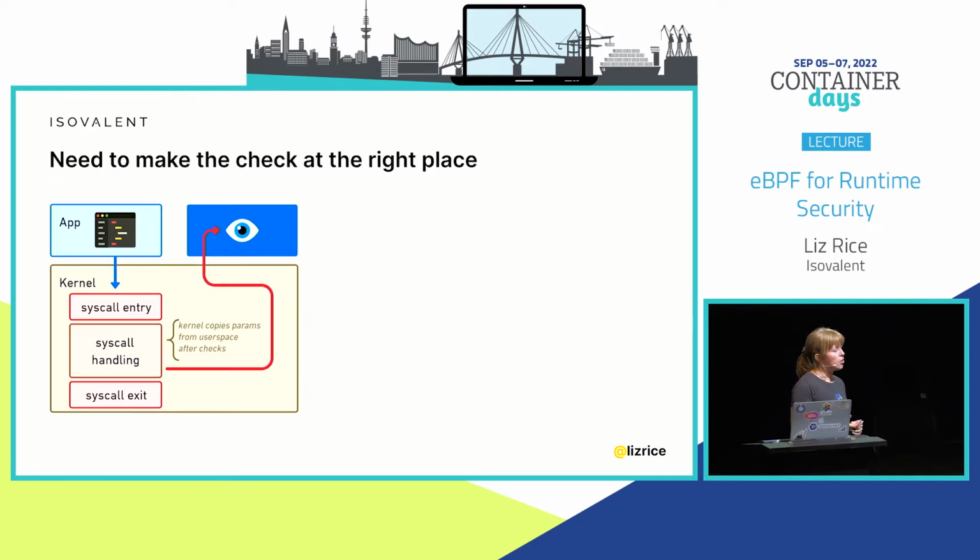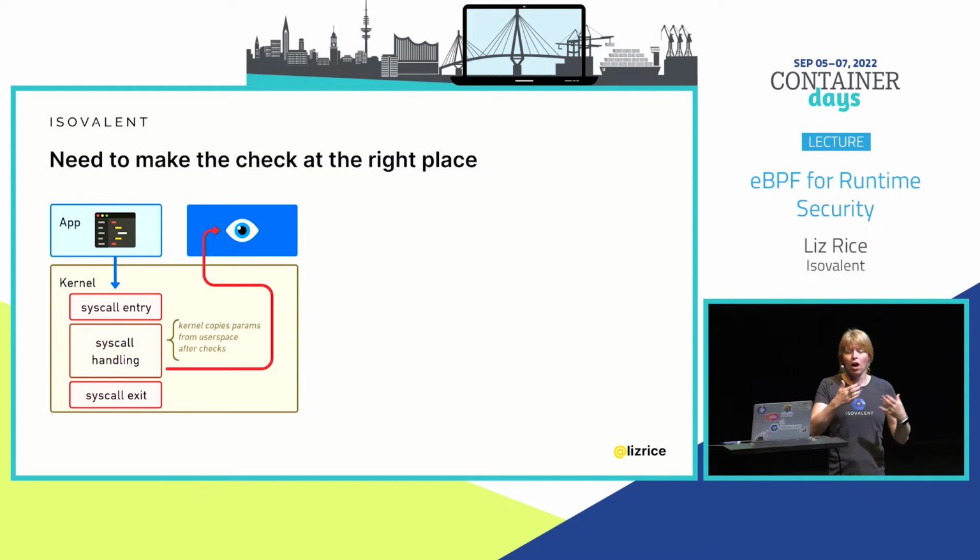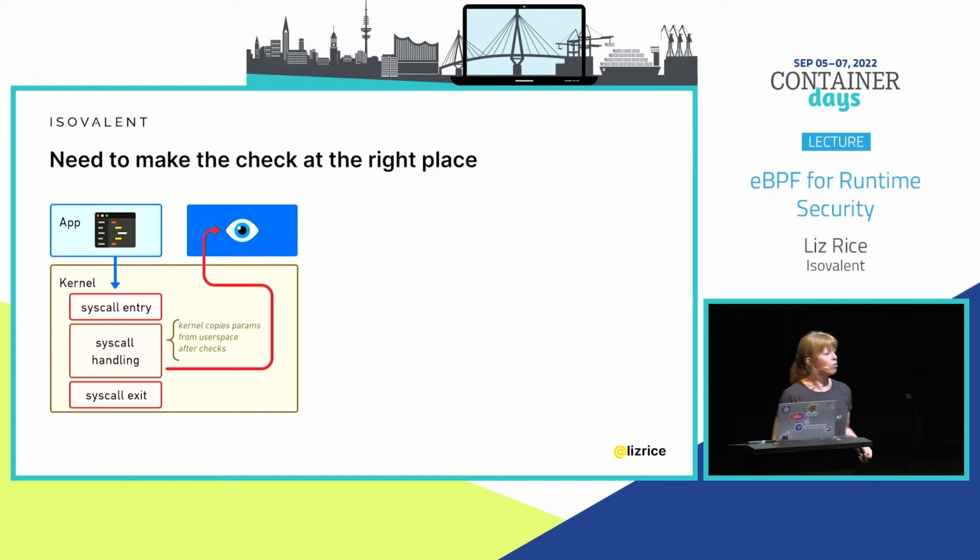What we need to do is make these checks with eBPF later. We need to make those checks after the arguments have been copied into the kernel. If we can look at the kernel's data structure, then we know exactly what file is about to be opened, or we know exactly what data the kernel has about whatever operation it is we're going to perform.